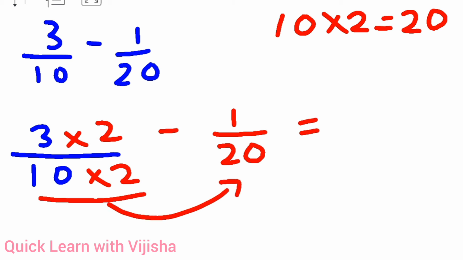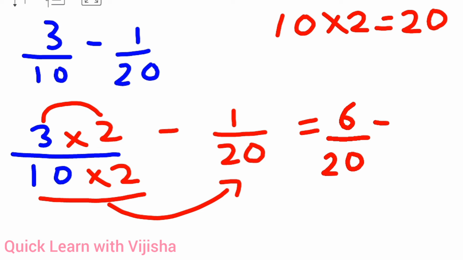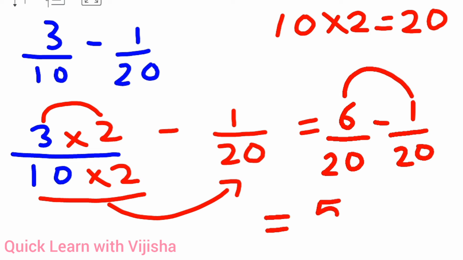Understanding, children? Now we will solve the fractions. 3 twos will give you the answer as 6 and 10 twos will become 20. Fraction you will write minus 1 upon 20. So 6 minus 1 will give you the answer as 5 and your denominator is 20 in the question. Hope you are understanding, children. We'll see the second question. 3 upon 4 minus 1 upon 2.